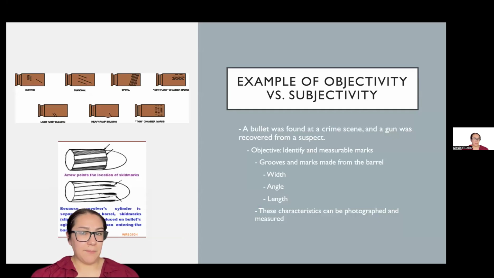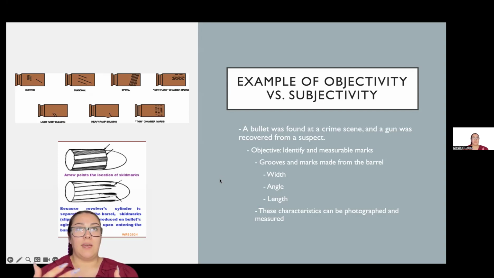So, an example of objectivity versus subjectivity would be when analyzing bullets or in ballistics. Let's say a bullet was found at a crime scene and a gun was recovered from a possible suspect. Objectivity in this scenario would be to identify and measure the marks that were found on the bullet. And this could be the grooves, the striations, and the marks that were left on the bullet when the gun was fired from the barrel.